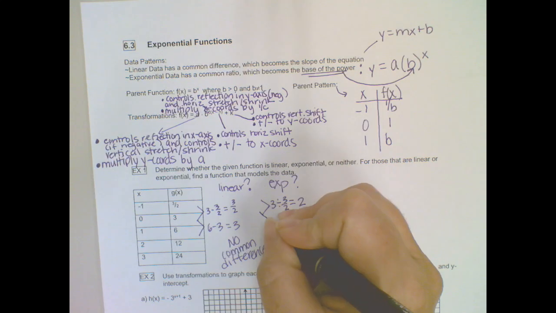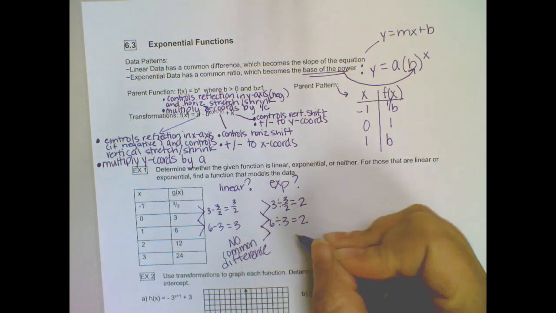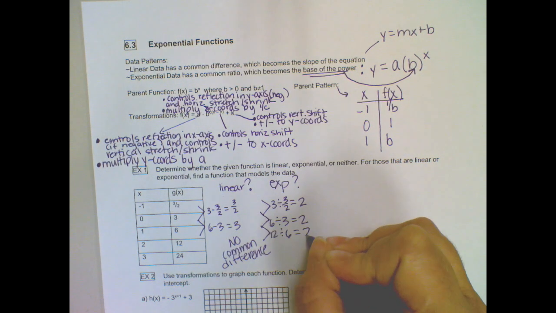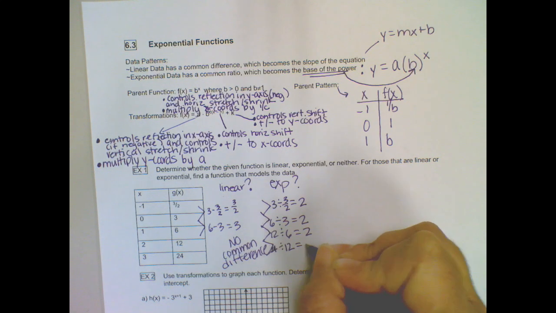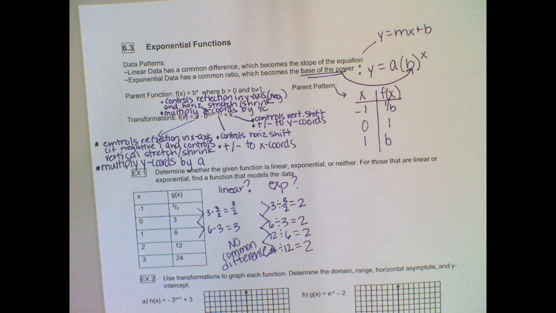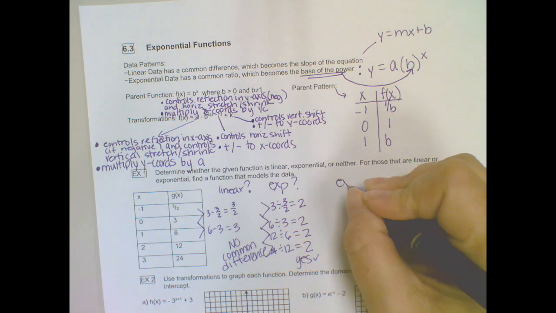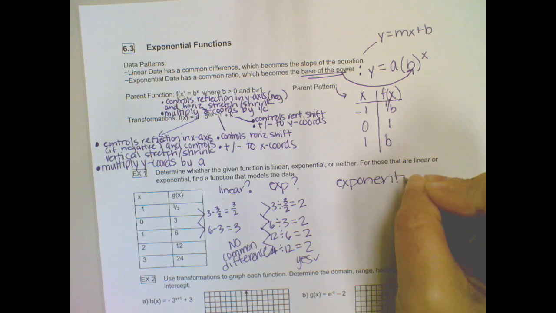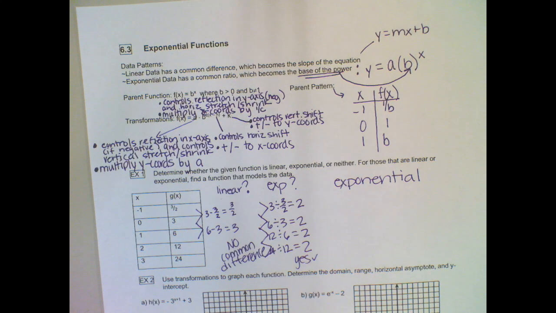So then I do the next one, 6 divided by 3, that's 2, so far so good. 12 divided by 6, yep. 24 divided by 12, yes. So I checked all of them. I got the same ratio. So this is a common ratio of 2. So yes, exponential is the answer. If you were asked to explain, we would say the data has a common ratio of 2. It didn't ask for that this time, so now I just need to write the equation.